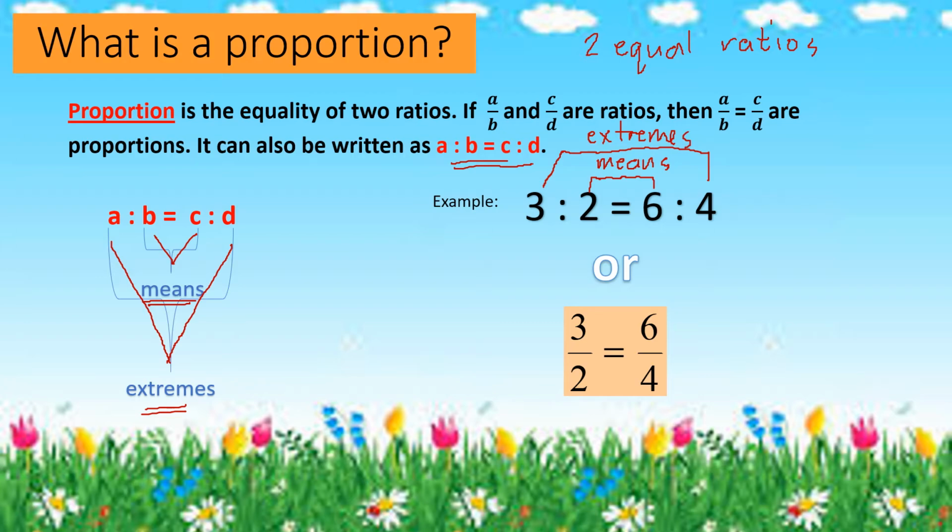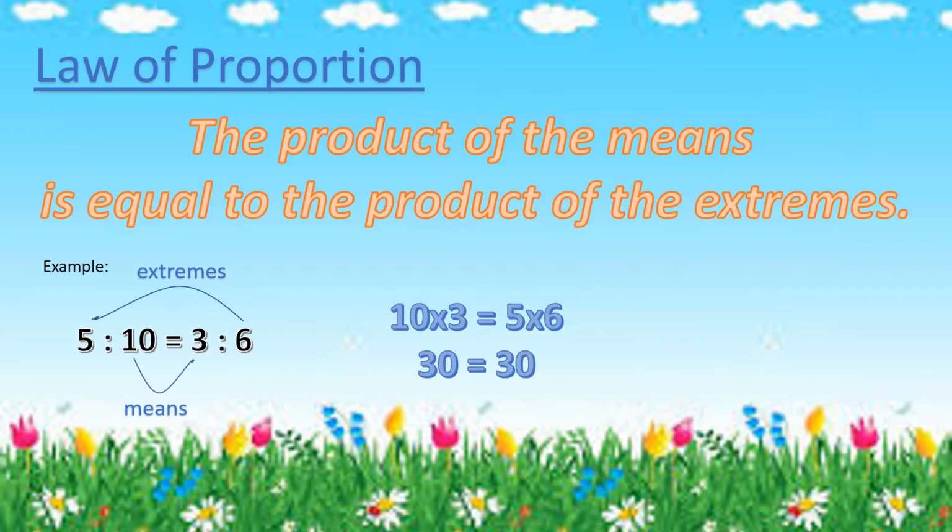If we write each ratio in fraction form, 3 is to 2 is equal to 6 is to 4, 3 and 4, these are our extremes, while 2 and 6 are the means. Law of proportion. The law of proportion states that the product of the means is equal to the product of the extremes.